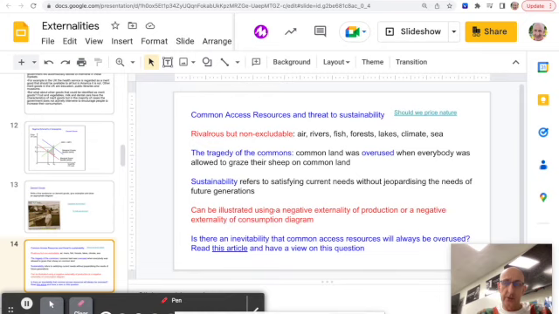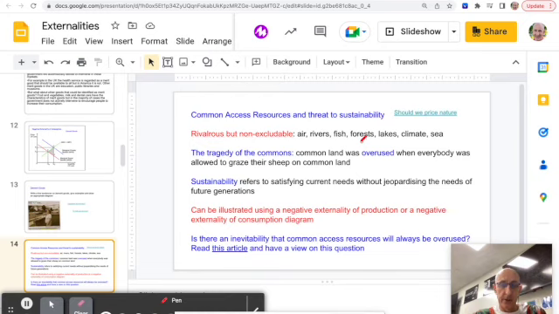Now, also included here is a reference to common access resources, things that have rivalry but are non-excludable. A separate video will look at public goods where we talk about rivalry and excludability, but essentially what that means is, if a good has rivalry, if one person consumes it, another person can't consume it. There's rivalry in consumption. And the excludable bit means that you can't exclude somebody who hasn't paid for it. It's freely available for people, and things like the air and rivers and fish, forests, etc. are all regarded as being non-excludable. People can just use them.